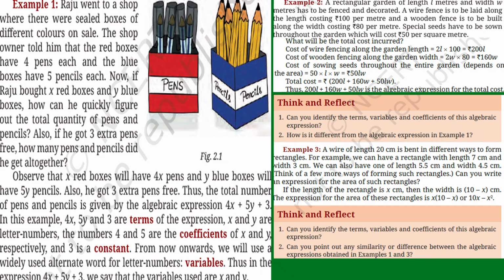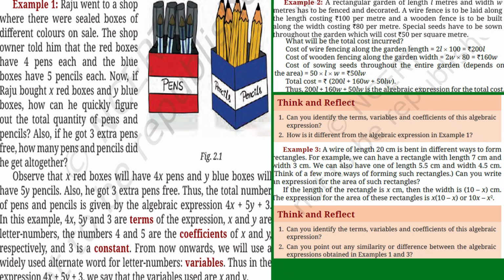So, how are they fencing it? A wire fence is to be laid across the length. So, across the length, it's a wire fencing. It costs around 100 rupees per meter. Along the width, it's a wooden fence. It costs around 80 rupees per meter. So, only along the length and the width are they laying the fence, at a different cost for the length and width.